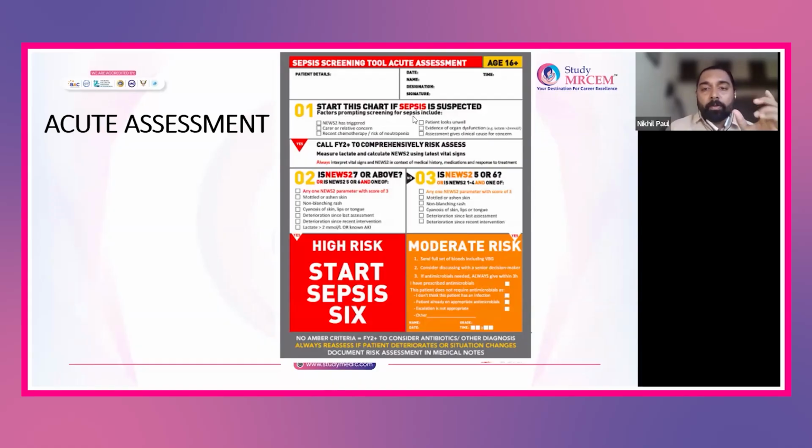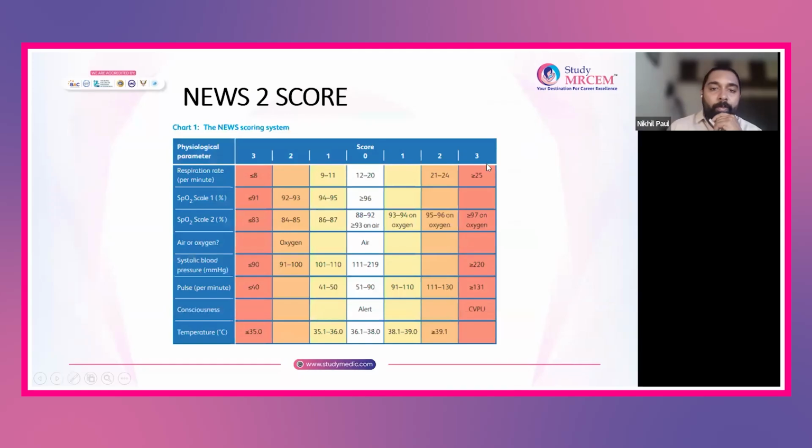So you have to screen for sepsis if any of these present. Now we will see over here, NEWS 2 has been triggered. So when is the NEWS 2 getting triggered? So you have the NEWS 2 score here, and this gets triggered when it is more than 5. The aggregate score more than 5.